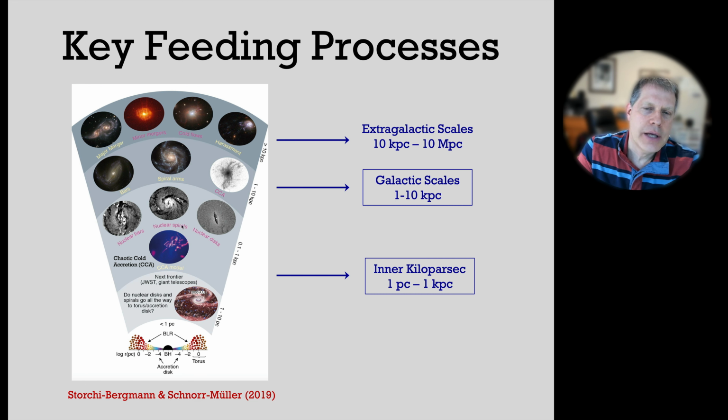Okay? And so here is a useful schematic from the Storchi-Bergmann and Schnorr-Müller review that breaks down key feeding processes by their physical scale, ranging from extragalactic scales out here, involving things like mergers of galaxies and so on, down to galactic scales of 1 to 10 kiloparsecs, where things like bars and spiral arms are likely involved, and then down to the inner kiloparsec, where nuclear bars, nuclear spirals, and other processes are likely involved. For now, I am going to focus on the galactic scales and the inner kiloparsec, and then we will talk about extragalactic scales a little bit later.